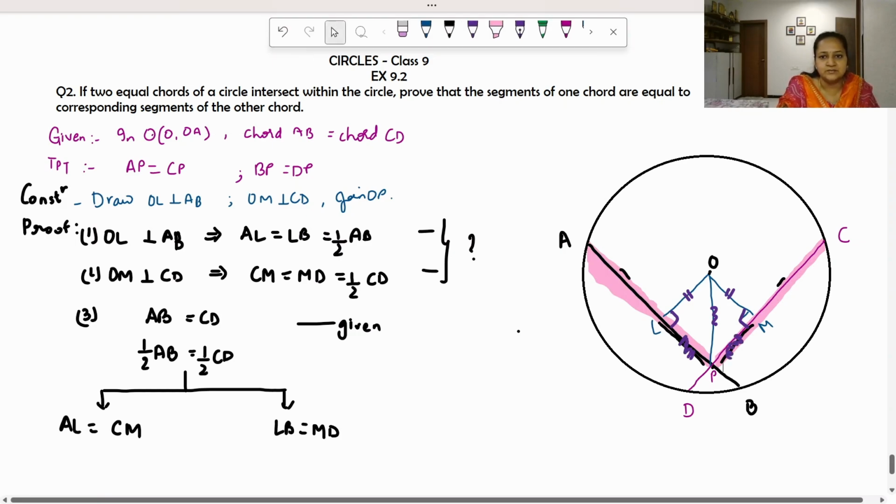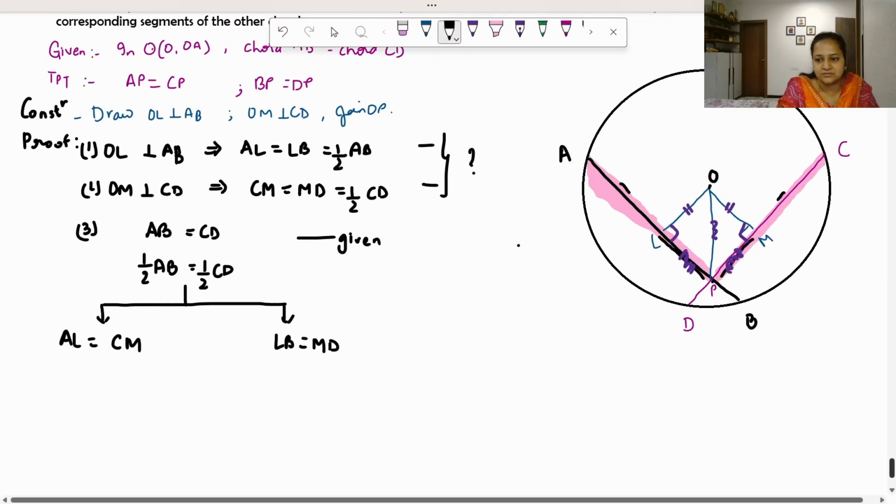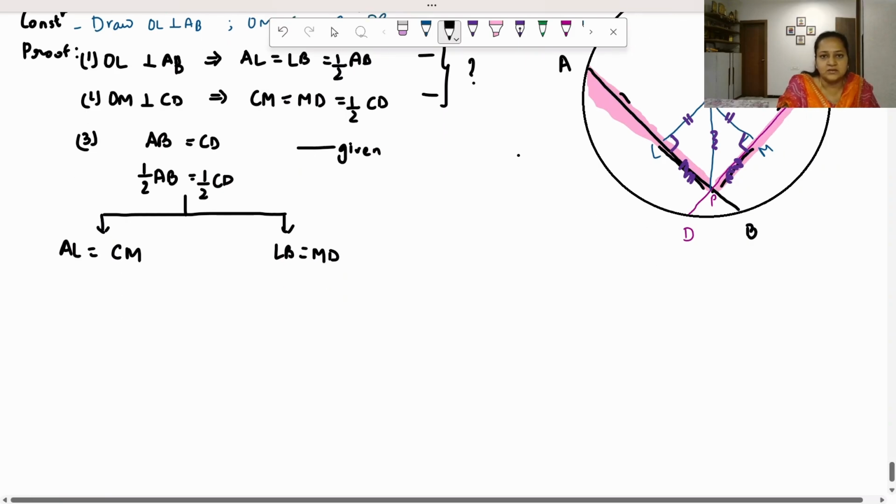I hope I'm understood, children. Right? Let's write it. How are we going to write this now? Which part are we taking? We are going to write here.